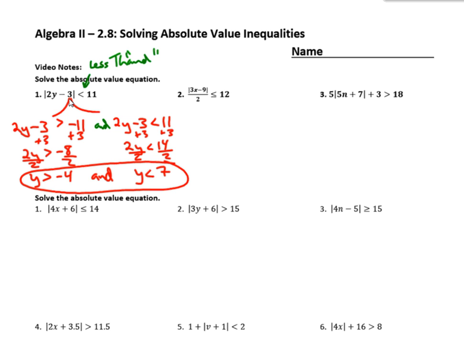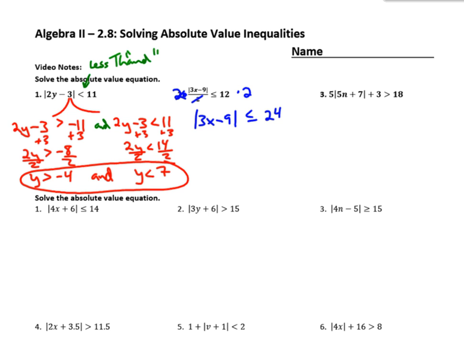Number 2, I want to get the absolute value by itself, so I have to multiply this by 2 to get rid of the fraction. So I multiply by 2 on both sides, and I get 3x minus 9, still in the absolute value, less than or equal to 2 times 12, which is 24.